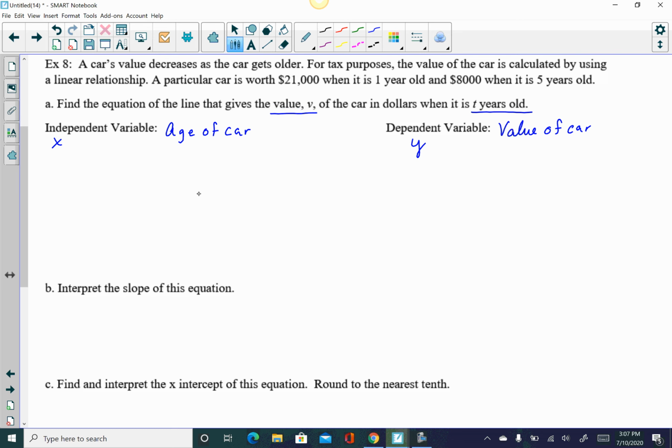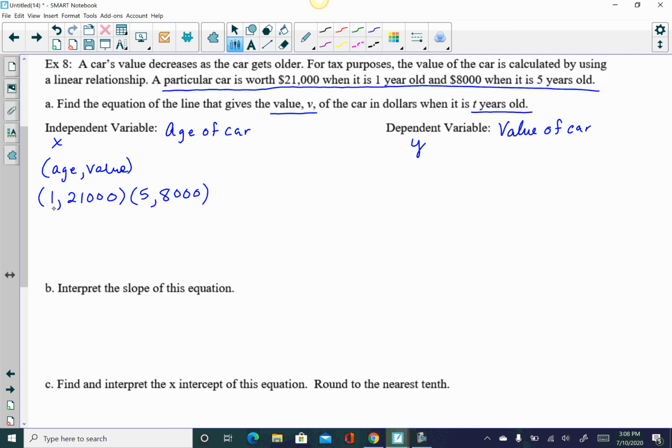Now, let's think about, because now that we have that information, with the last sentence up here, that can now be converted into two ordered pairs, right? Because our ordered pairs are always going to be x comma y. They're always going to be an age, comma, a value. So for us, then, one of those ordered pairs is, we know that, well, when it's 1 year old, it has a value of 21,000. When it's 5 years old, it has a value of 8,000, right? I've got an age, comma, value, age, comma, value.